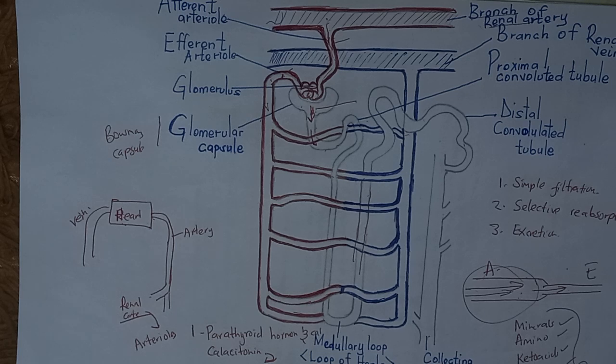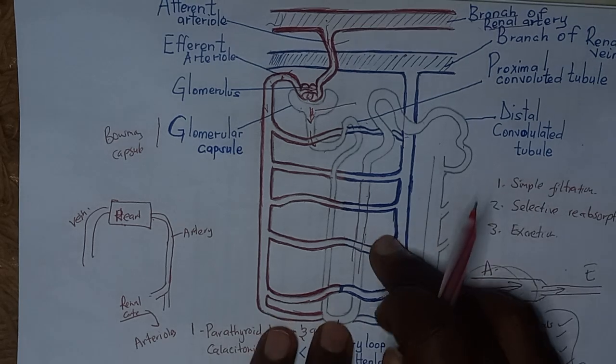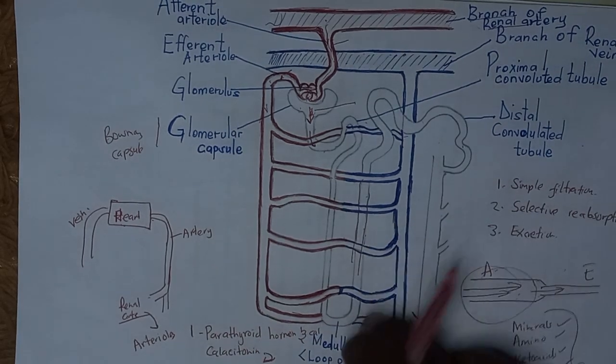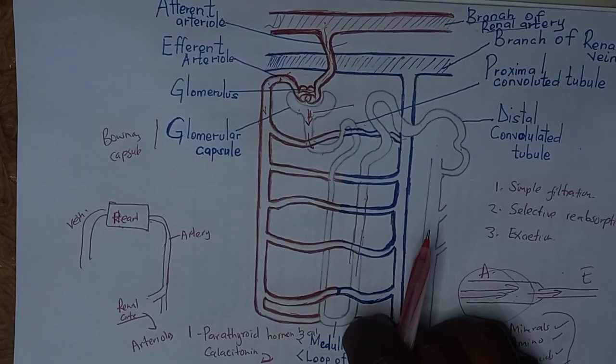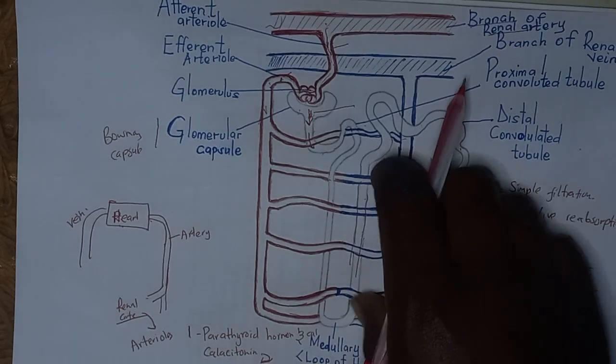So calcitonin inhibits the calcium reabsorption. Parathyroid hormone inhibits the phosphate reabsorption. And the antidiuretic hormone produces the ADH. So that ADH increases the permeability to water. And the last one was aldosterone. Aldosterone, we are saying, increases the reabsorption of sodium.